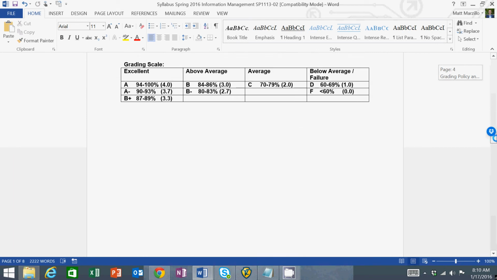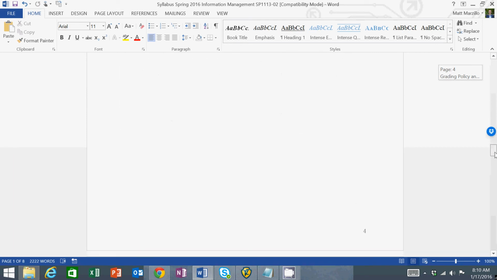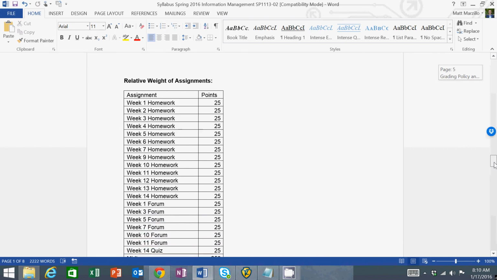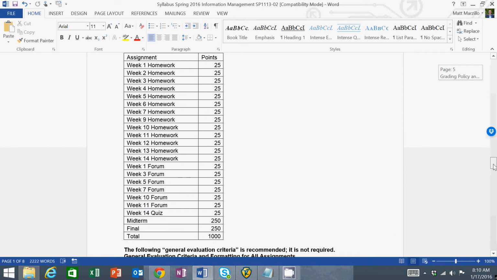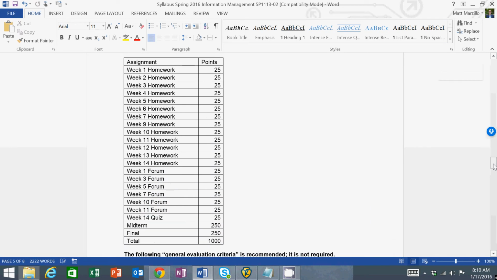That's the grading scale. It's pretty consistent for Columbia. Okay, here's the relative weight of the assignments, right? If you look at the bottom, the total course is 1,000 points in total. The midterm is worth 250. That's 25% of your grade, and the final is worth 250 as well. It's another 25%. So half of your grade is going to be from those two exams. And every week except for the week of the midterm and the week of the final, you're going to have a homework assignment.